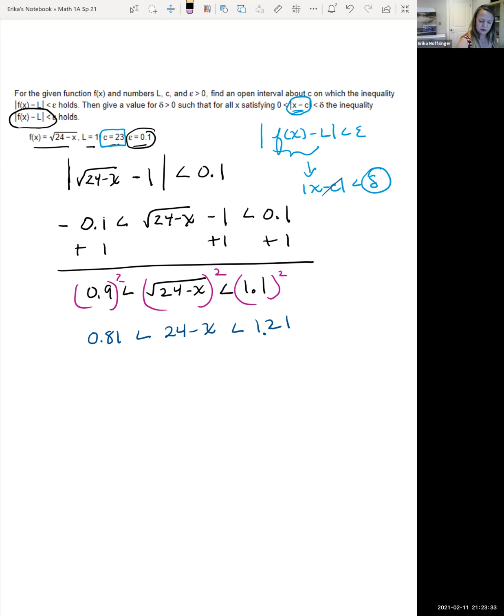Might have been off a little bit on this. So let's add 24 on both sides of the equation. Let's try to isolate that x. If we add 24 to both sides of this equation, we get 24.81 is less than negative x. Actually, I don't want to add 24, do I? How do I get rid of that 24 there? I'd have to subtract it.